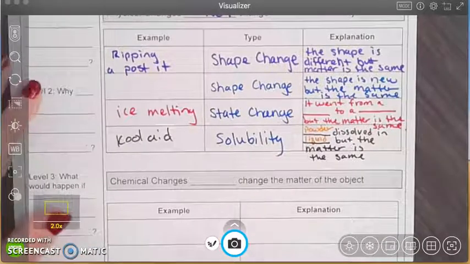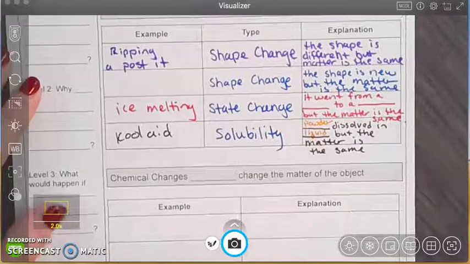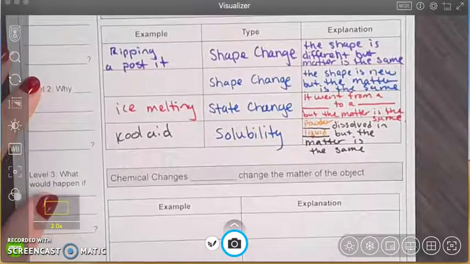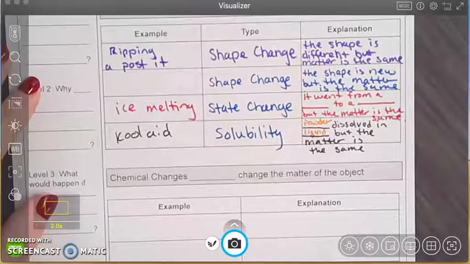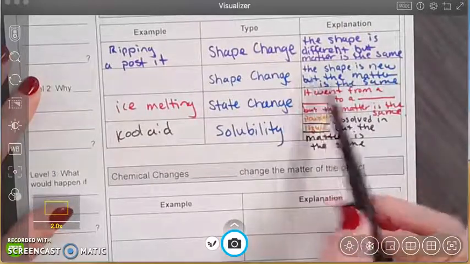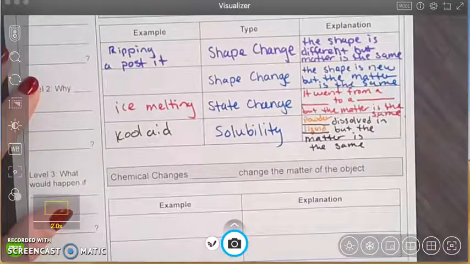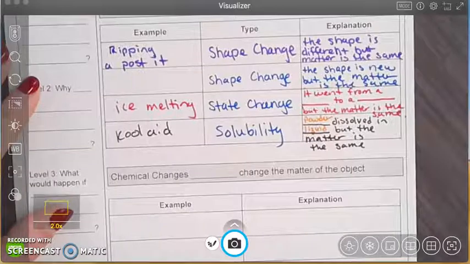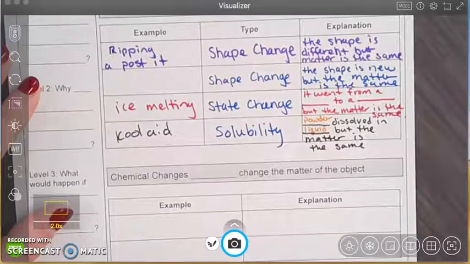If you need to fix any of your explanations, I would like you to take some time and pause this video, erase, and fix. Because how you explain is really important to make sure you have all those details. So if you need to do that, press pause and then play to move on.